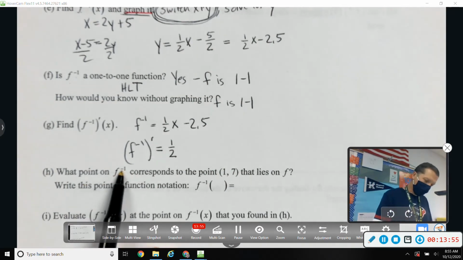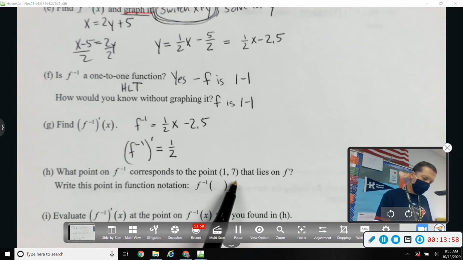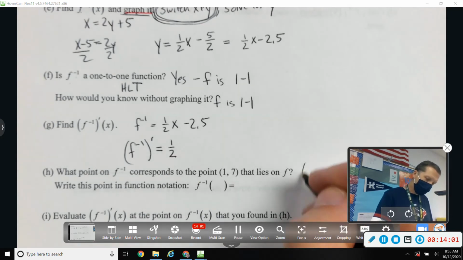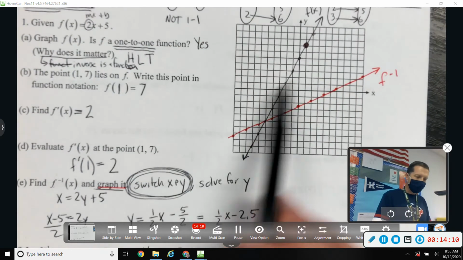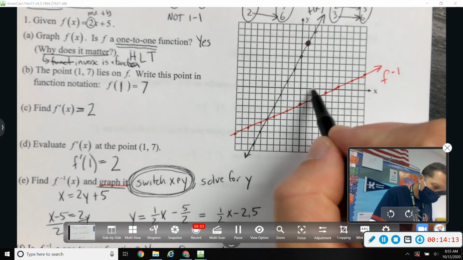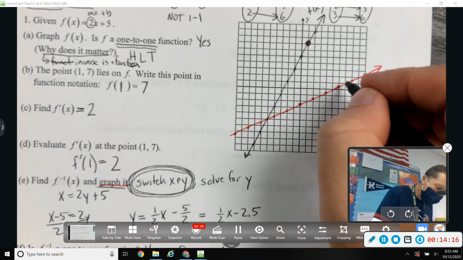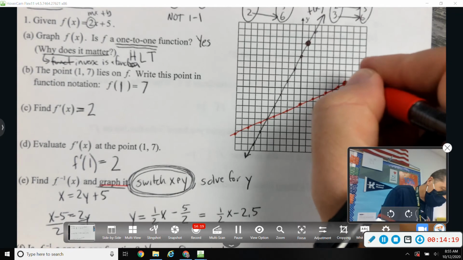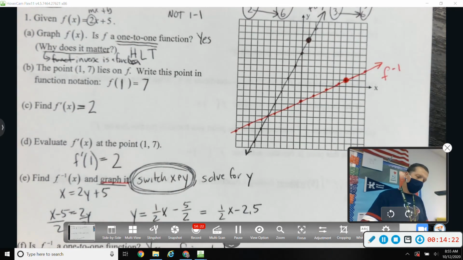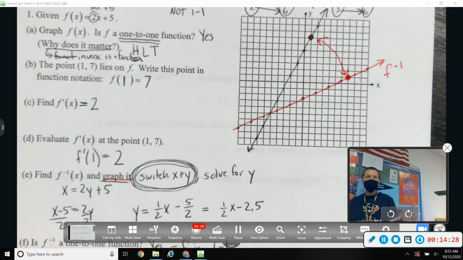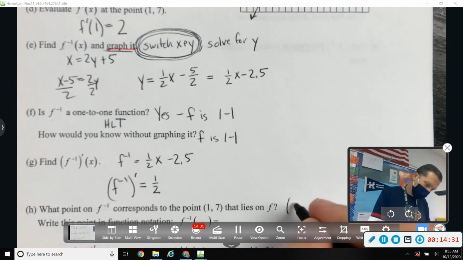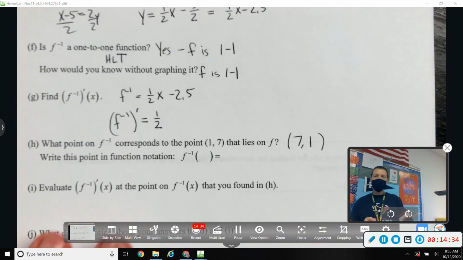What point on the inverse corresponds to the point (1, 7) that lies on f? Okay, well if we switch x and y, then that point that we highlighted up here, (1, 7), is now the point (7, 1). Okay, those kind of traded places. Their x and their y switched. So (1, 7) became (7, 1). So (7, 1) is the point on the inverse. (1, 7) was the point on the original.